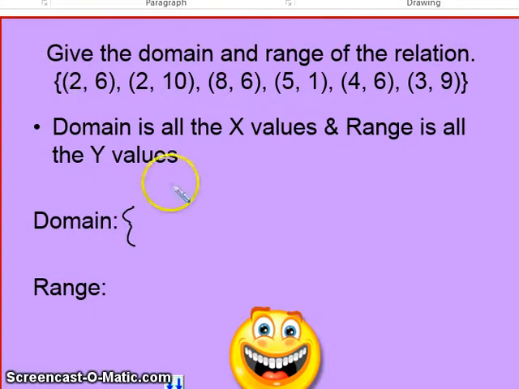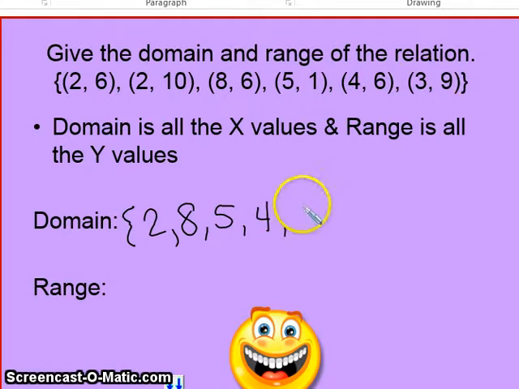So we've got 2, then we've got another 2, we don't have to list that again, then we've got 8, we also have 5 as an x value, 4 is one of our x values, and finally 3 is one of our x values. So our domain is the set 2, 5, 8, 4, and 3, or you can put those in order: 2, 3, 4, 5, and 8.